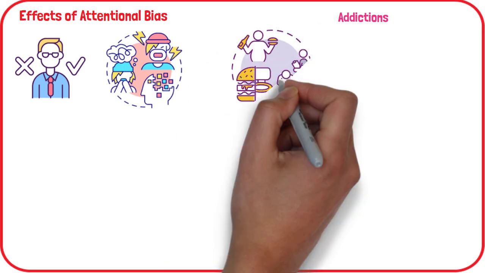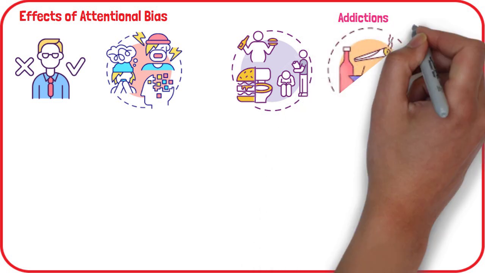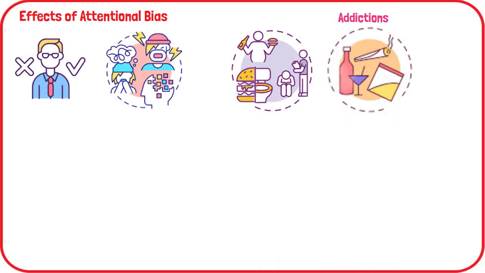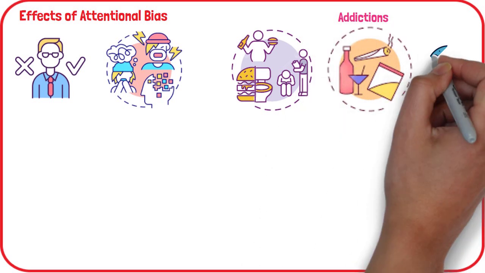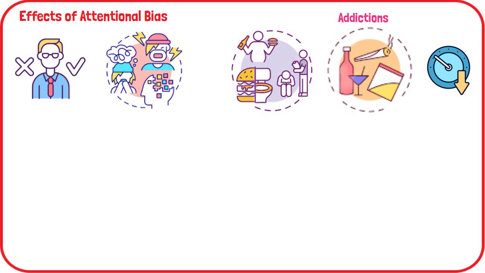Addictions. People with eating disorders tend to pay more attention to food-related stimuli, while individuals experiencing drug addictions tend to be hypersensitive to drug-related cues. This tendency can slow down the recovery.